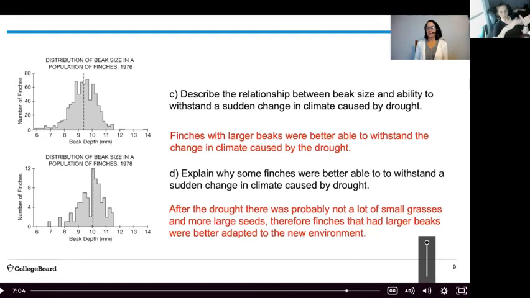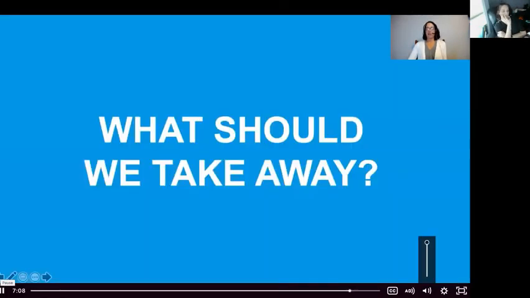Evolution does not happen after you have been born and you have your genes. It's the next generation, looking at the genes that the parents had and their gene pool compared to the genes the offspring have. And some of those finches were better adapted once the environment changed.